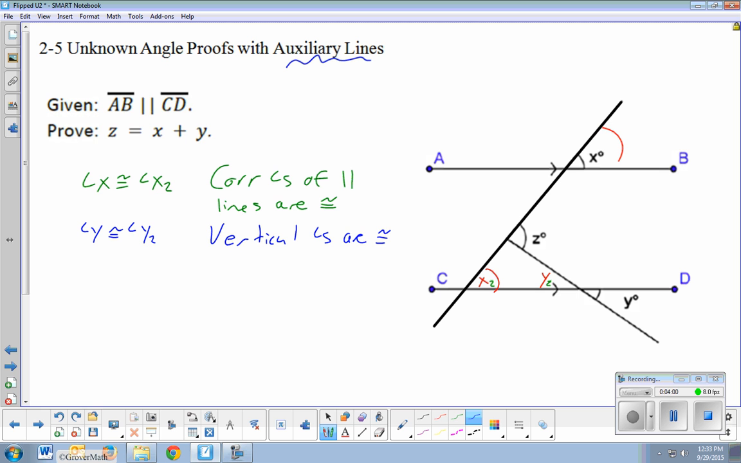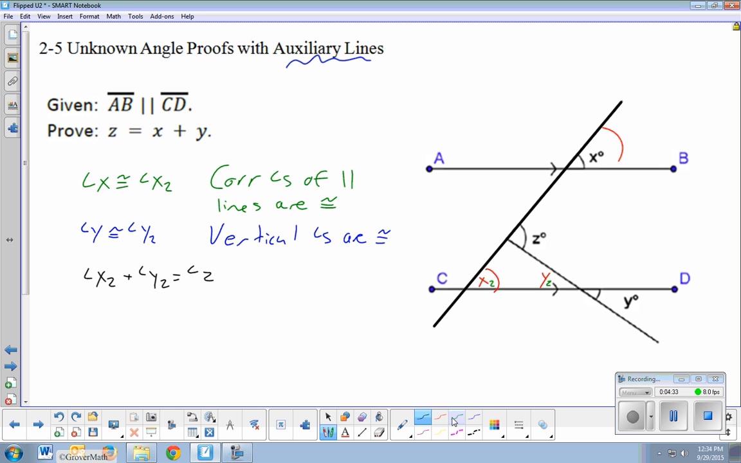Vertical angles are congruent. And then I can say that angle x plus angle y, basically I can now say this. Or maybe I should first say that these 2 angles plus z are that, and then I could switch to these 2 angles plus z because of substitution. So that's what I'm going to do here. So I'm going to say that angle x2 plus angle y2 equal angle z.